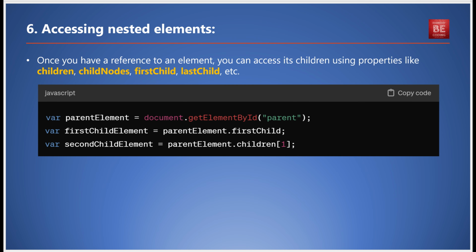Once you have a reference to an element, you can access its children using properties like children, childNodes, firstChild, lastChild, and so on. Here's a quick example: var parentElement = document.getElementById("parent"), var firstChildElement = parentElement.firstChild, var secondChildElement = parentElement.children[1]. This code fetches the first and second child elements of the parent element.